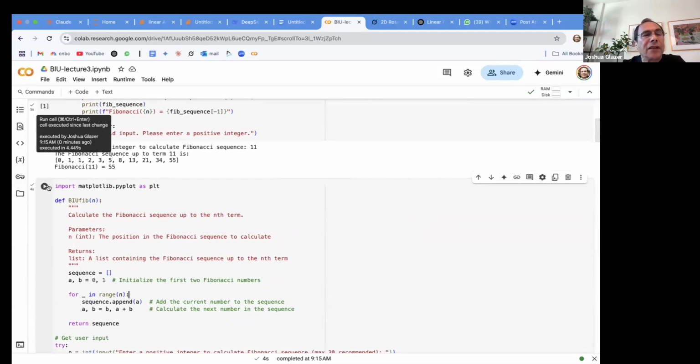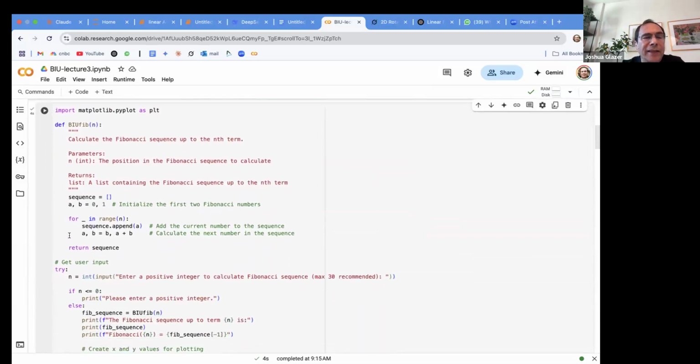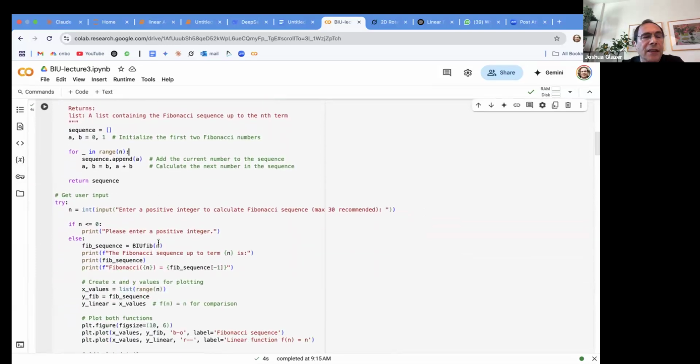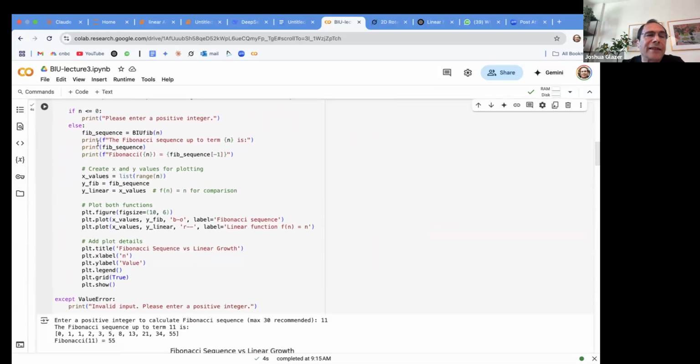So import, what we did here, Python has libraries, tons of libraries. This is a simple, very important library, which is called matplotlib, and it's used for plotting. And the reason it was important is because I asked it to plot. By the way, this is the heart of the Fibonacci, okay? A plus B equals B plus A. And this is the plotting.